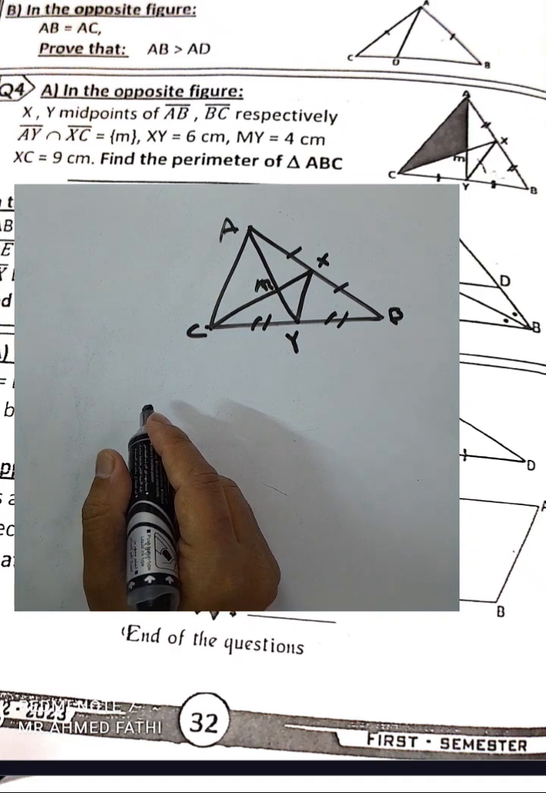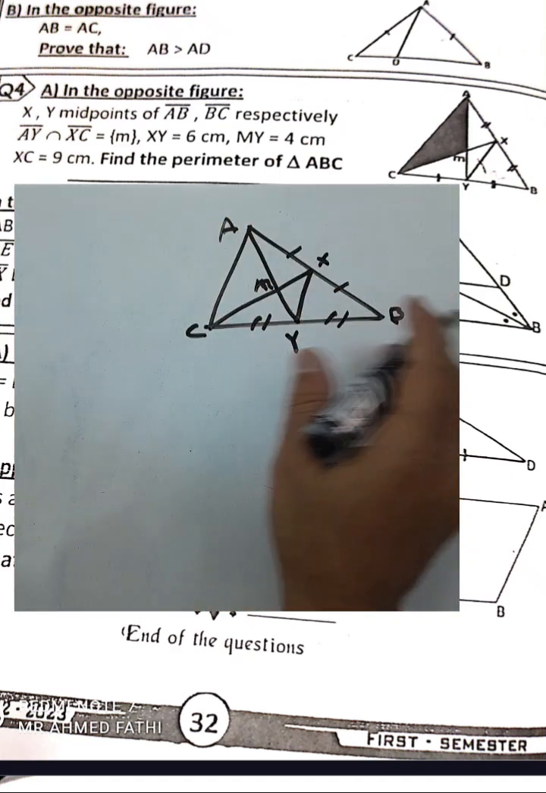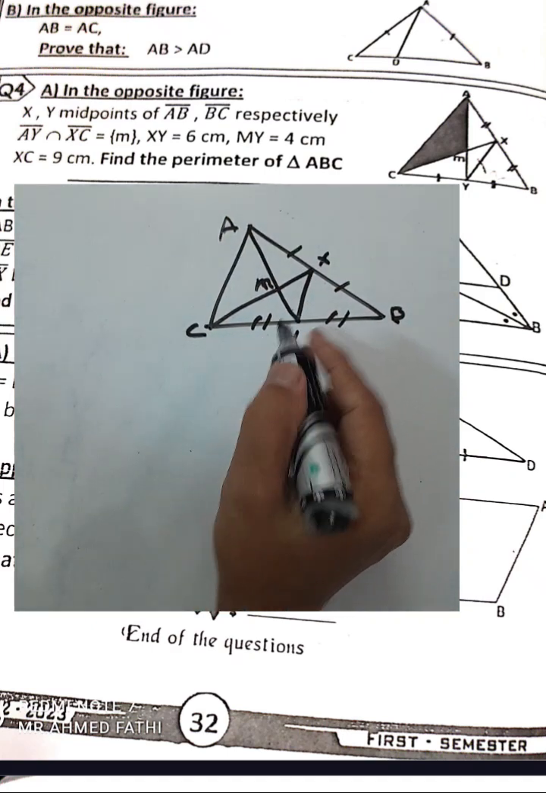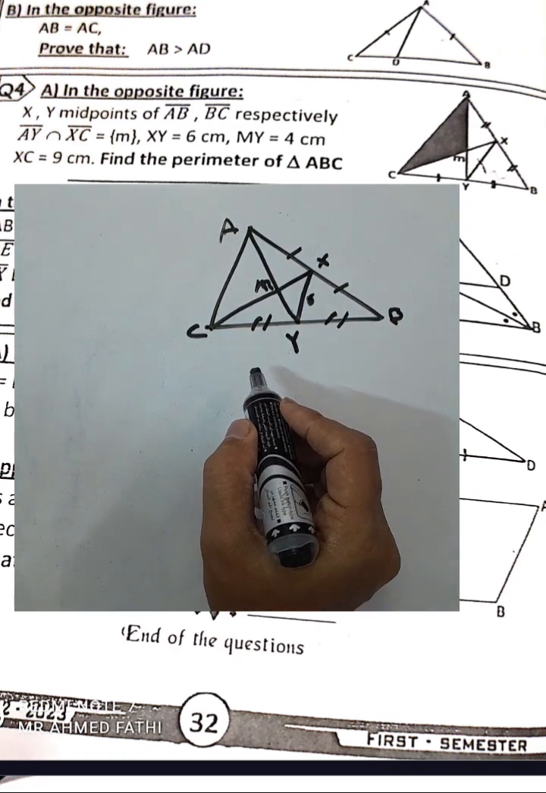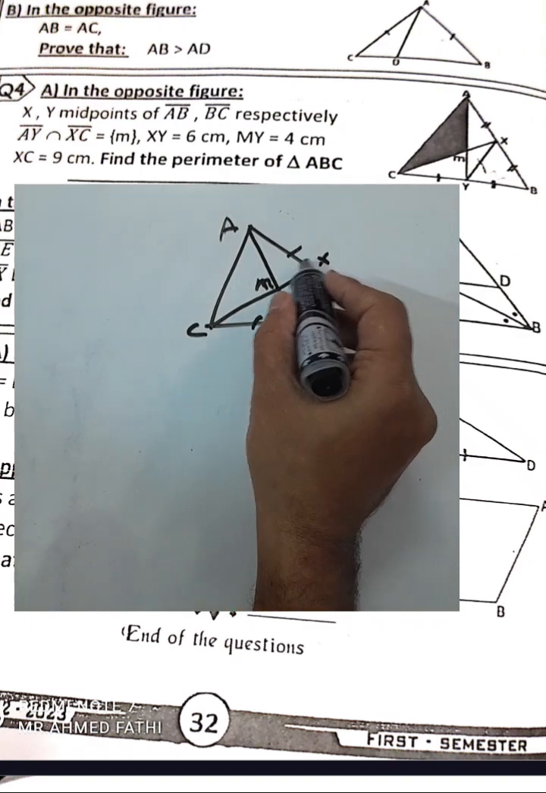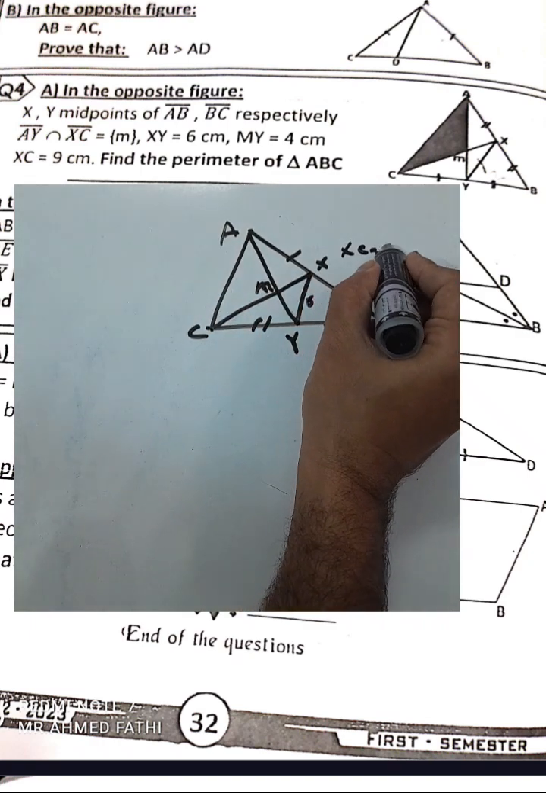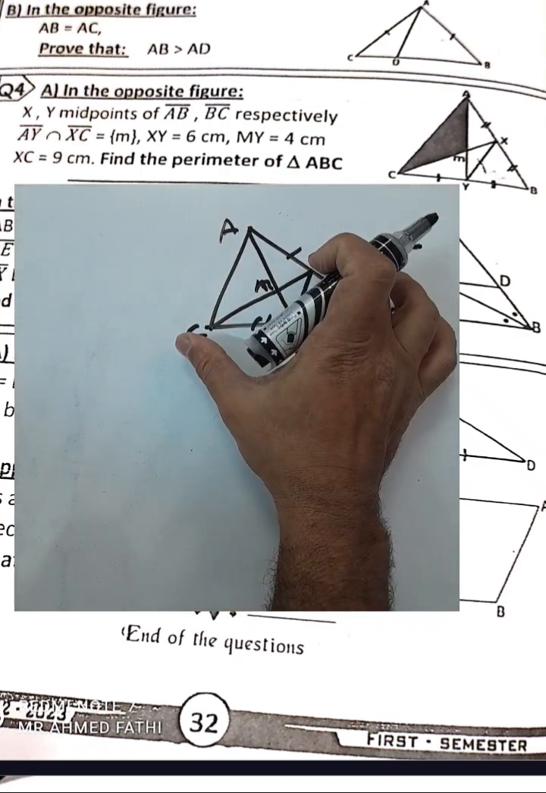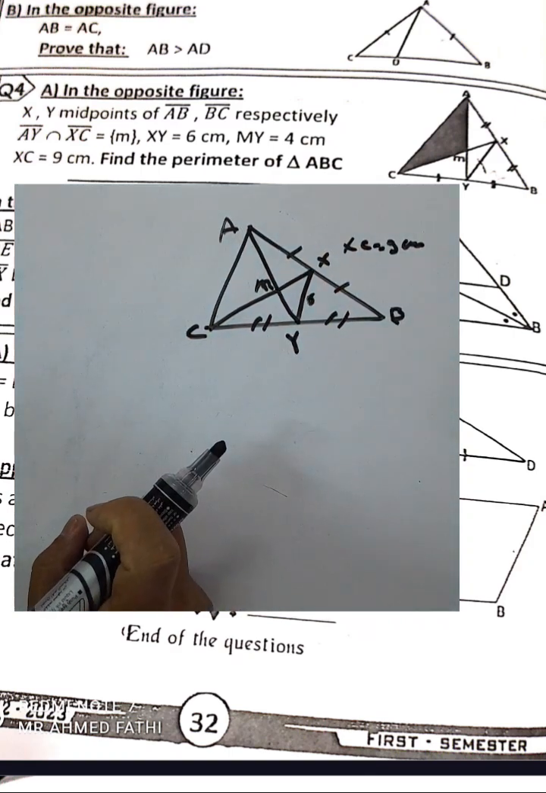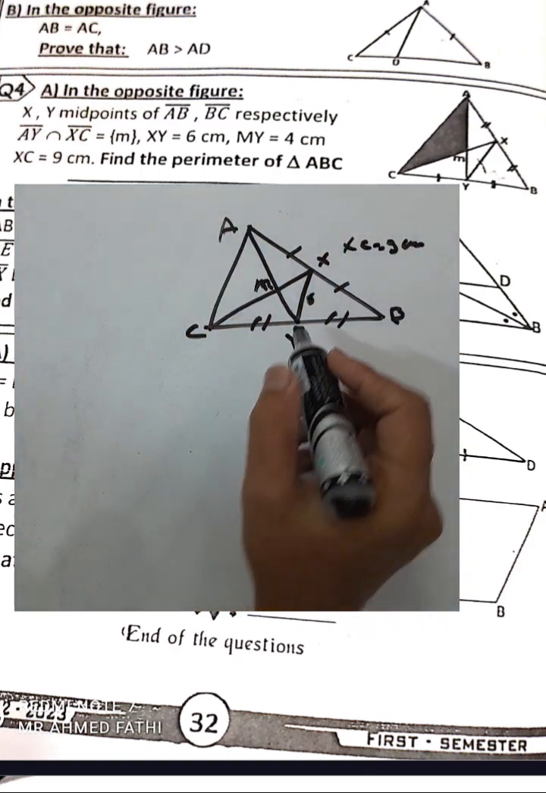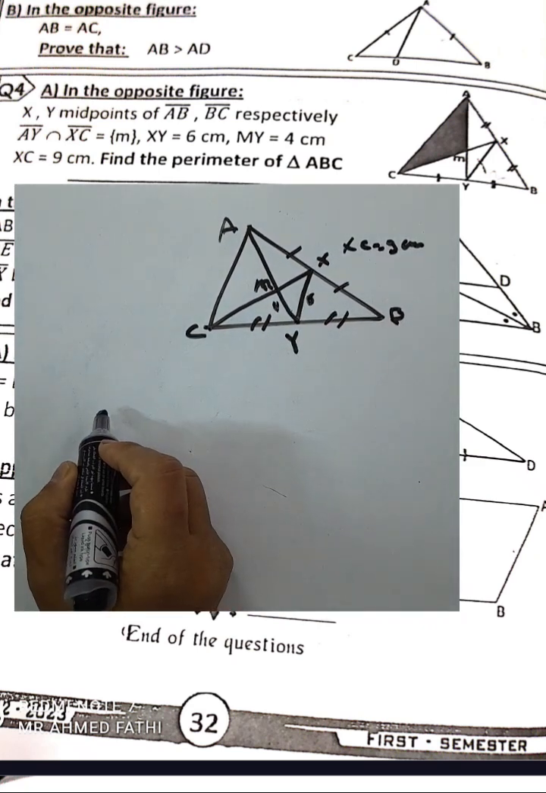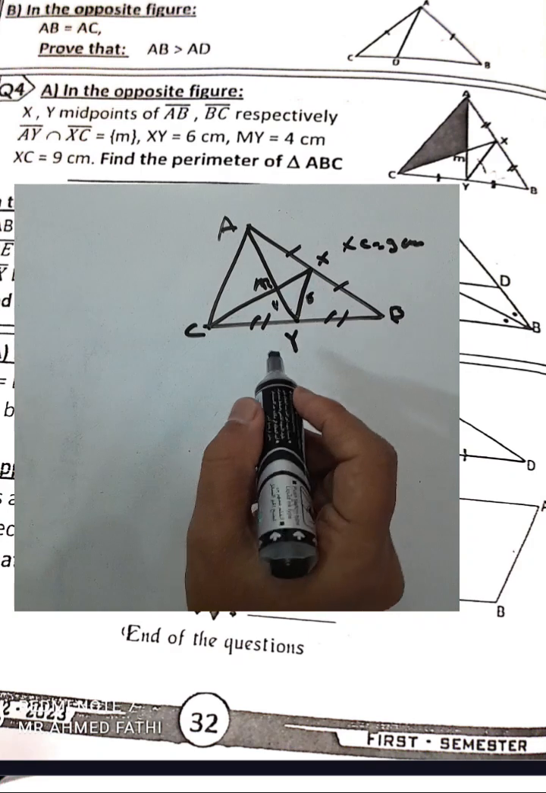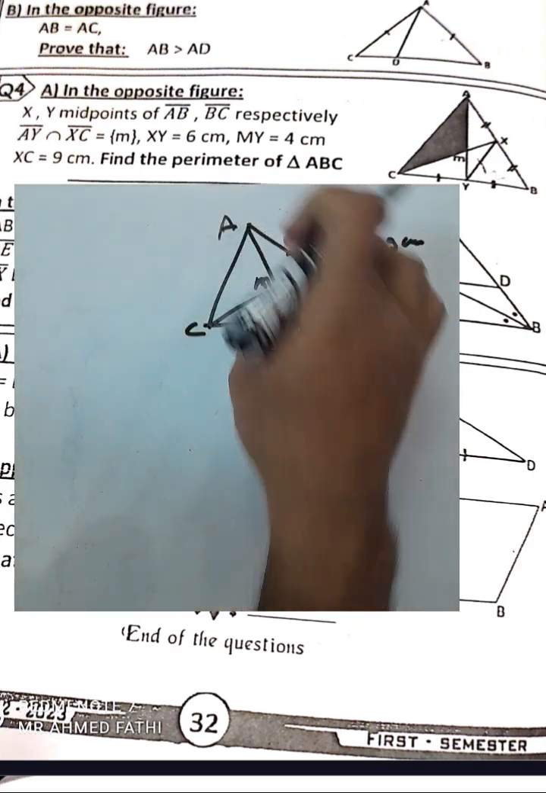He wants to find the perimeter of triangle ABC, the greater triangle. He gave us the length of XY 6 centimeters and length of XC here, XC was 9 centimeters, this side length 9 centimeters, and MY was 4, this side length 4 centimeters. Okay, first step, we must prove that CX and AY are the medians.